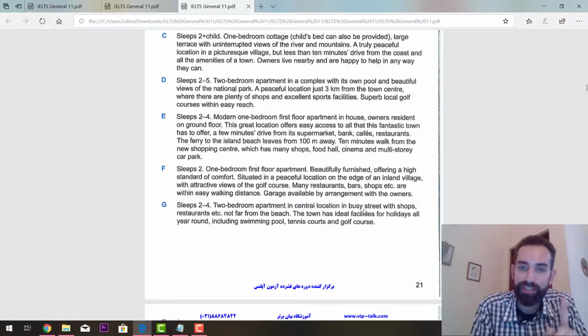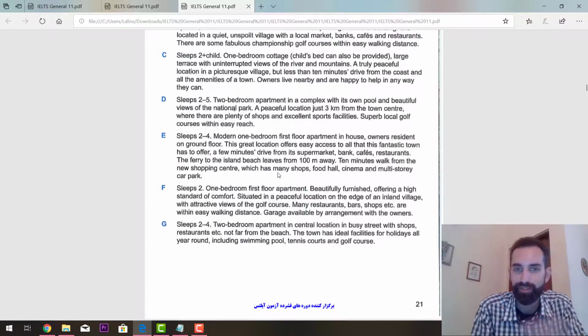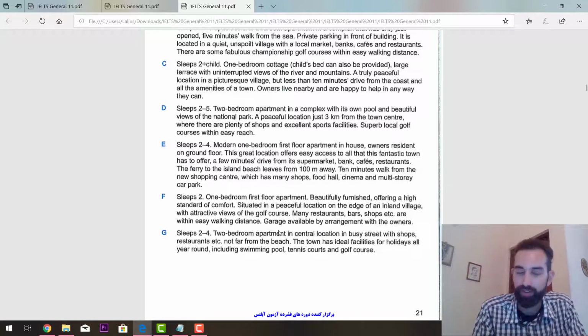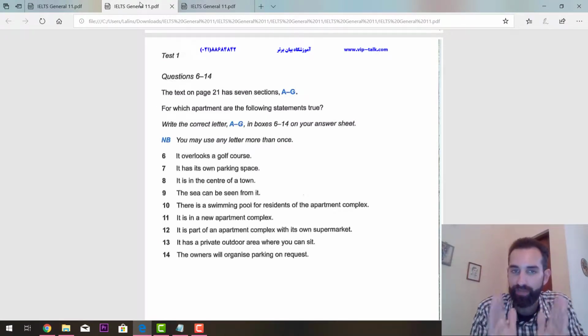In central location, in busy street with shops, restaurants, etc., not far from the beach. The town has ideal facilities for holidays all year round, including swimming pool, tennis courts, and golf course. These facilities are in the town. They're not in the apartment. Don't mix that up. If you missed the swimming pool and golf course one just before G, don't mix those up. They're saying the town has it, not the apartment, because what they're asking about is the apartment's features. What do the apartment buildings have in them, or what is related to them only?